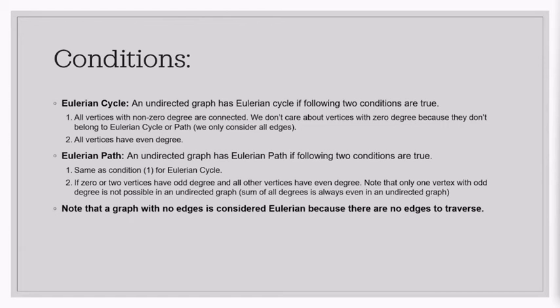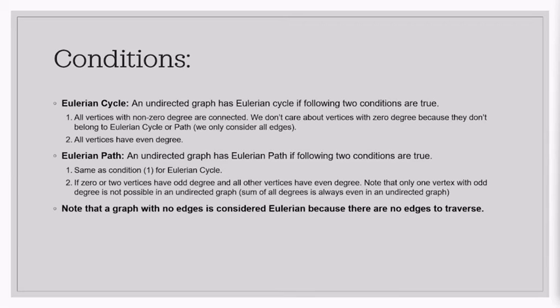What about conditions? Well, an undirected graph has an Eulerian cycle if the following two conditions are true. First, all vertices with non-zero degree are connected. We don't care about vertices with 0 degree because they don't belong to an Eulerian cycle or path. We only consider edges. And second, all vertices have even degree.